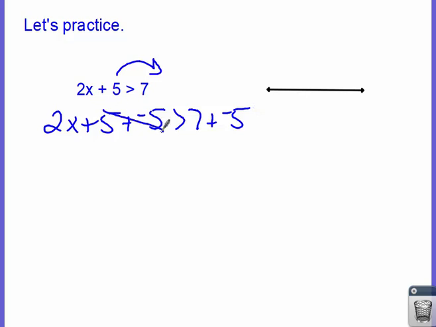Okay, so our 5's will go away. We're left with 2x is greater than 2. So I divide both sides by 2, and you end up with x is greater than 1.